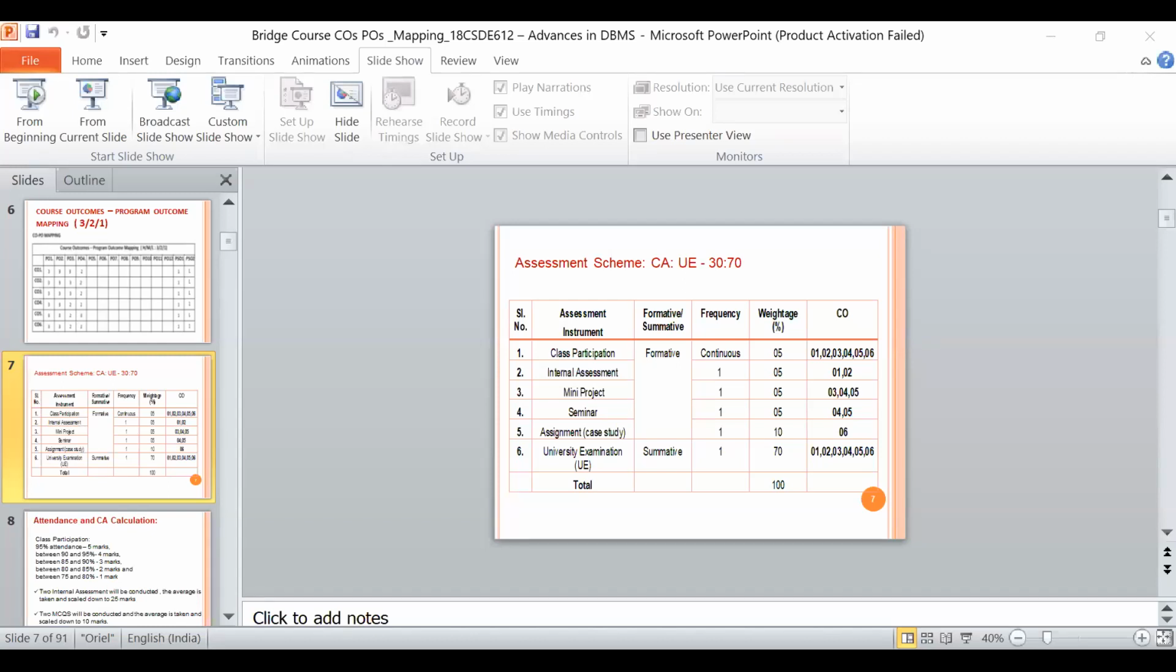Yeah, yesterday we discussed five modules in our subject, advances in database management.